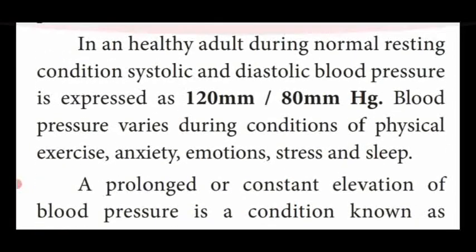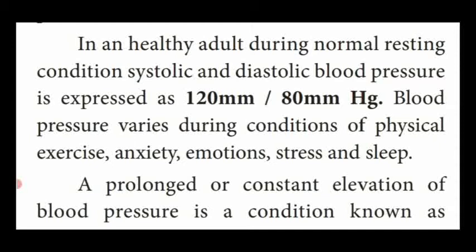So these are the different types of pressure: systolic pressure and diastolic pressure. The normal blood pressure range is 120 over 80 mm Hg in a relaxed position. At the same time, the blood pressure level also varies in different conditions of physical exercise, anxiety, emotion, stress and sleep. Then the other two types of pressure are hypertension and hypotension.